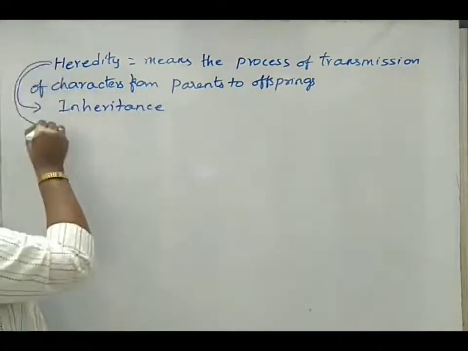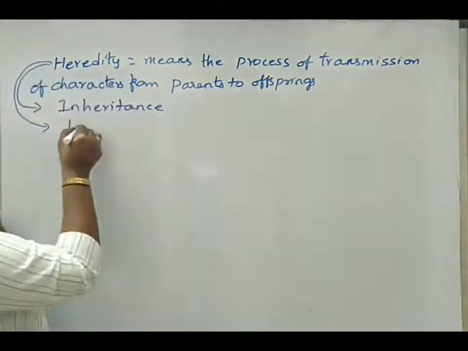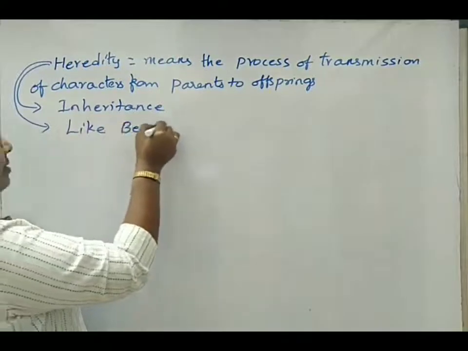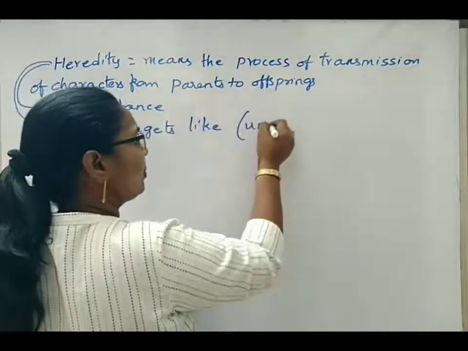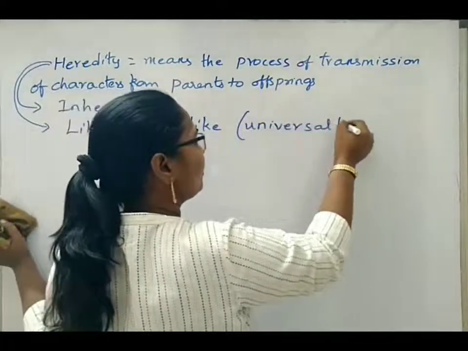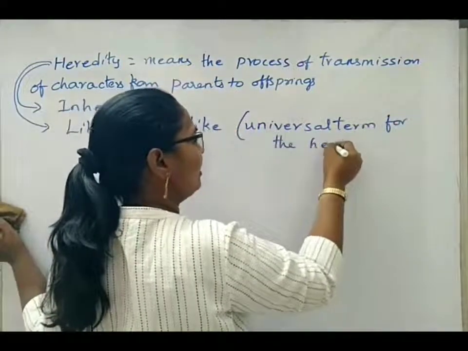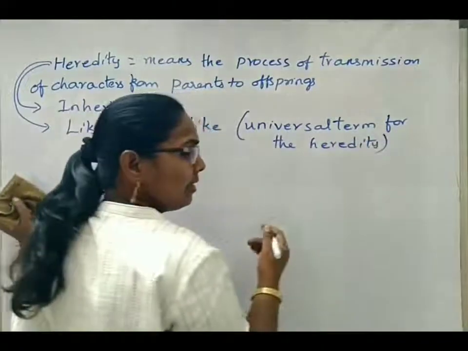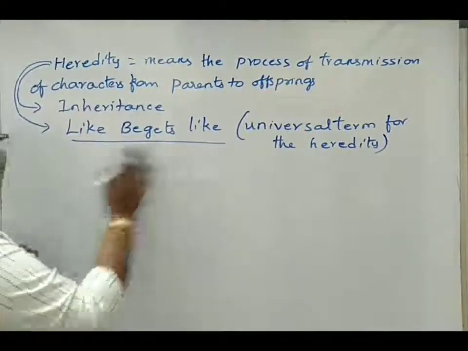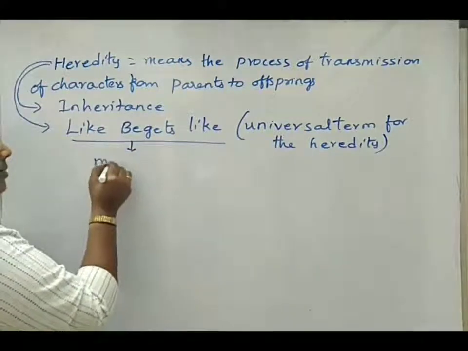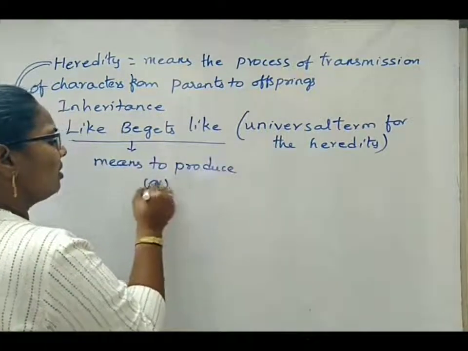There is also another term which is synonym like that of heredity. That term is like begets like. This term is considered as the universal term for the heredity. And what is meant by the meaning of this group of words? It means to produce or give birth to.